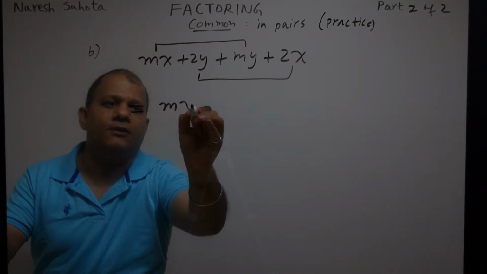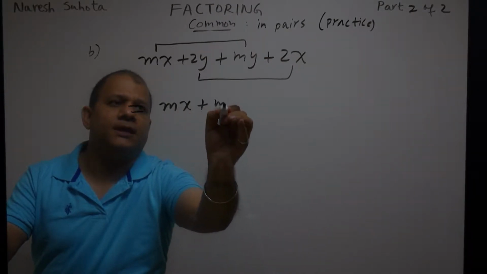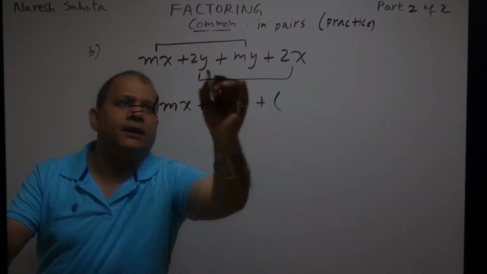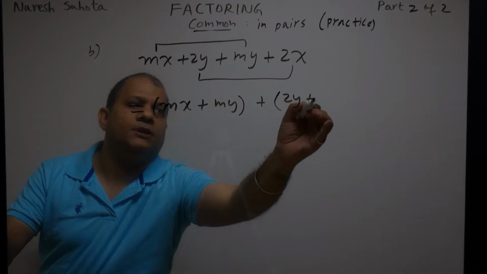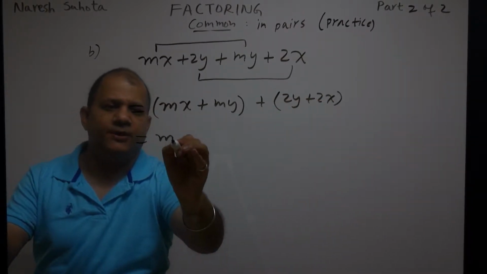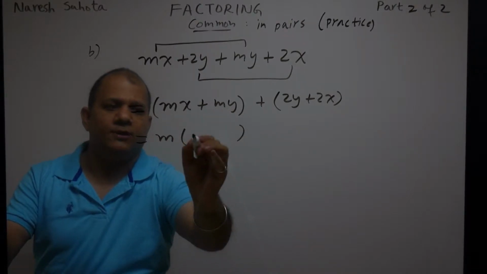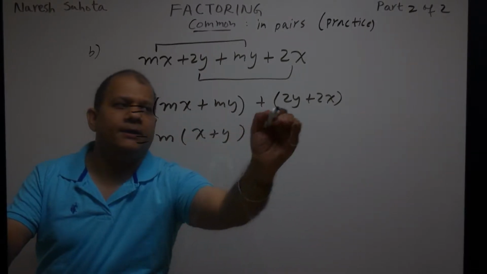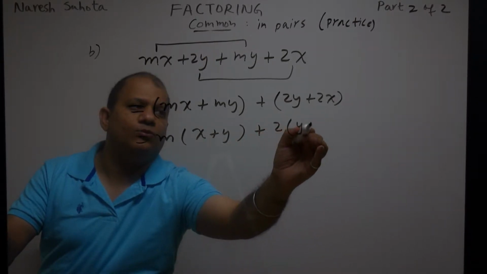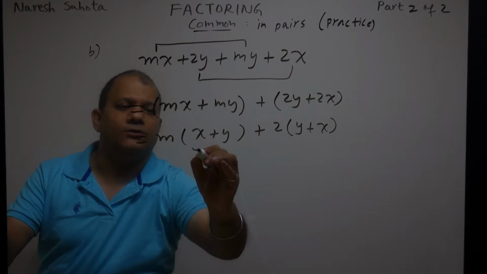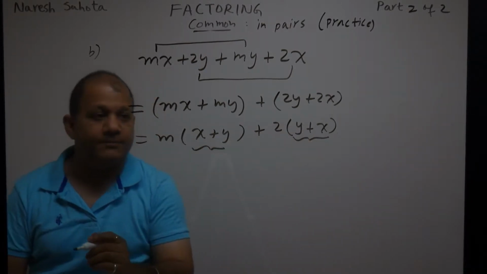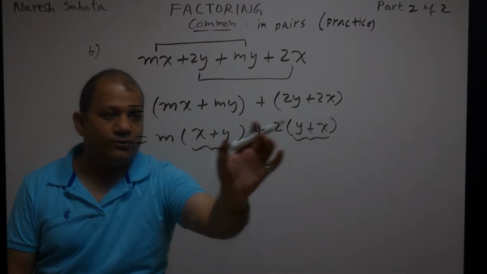So let's rewrite our pairs. mx plus my in brackets, always have a plus, and then we have 2y plus 2x. Here the common factor is variable m. Then inside we're left with x plus y. From the second bracket, common factor is 2, and we're left with y plus x. So x plus y is the same as y plus x, so they are the same term. They both mean the same thing.